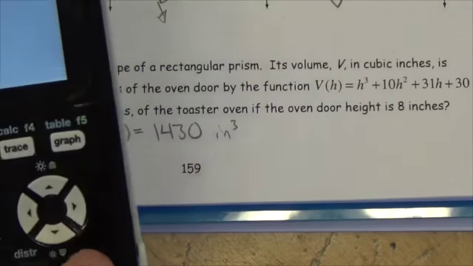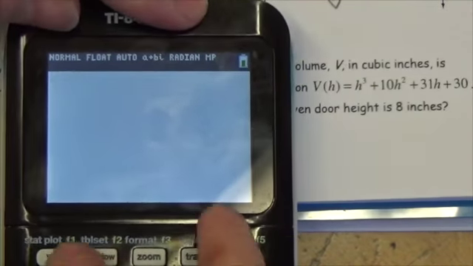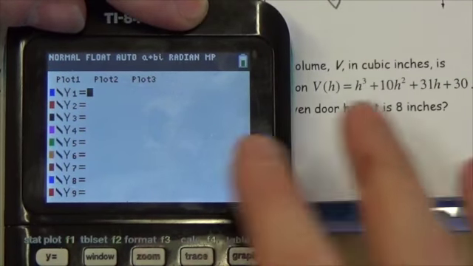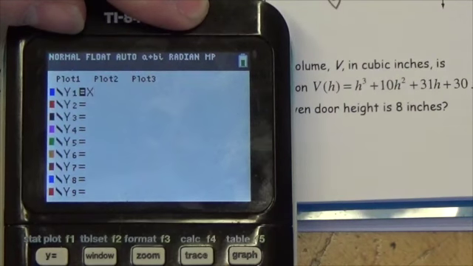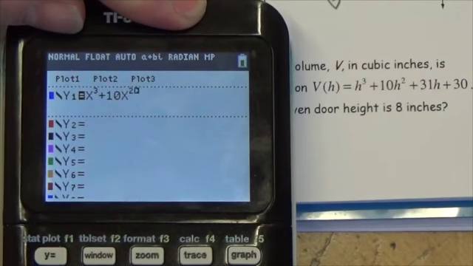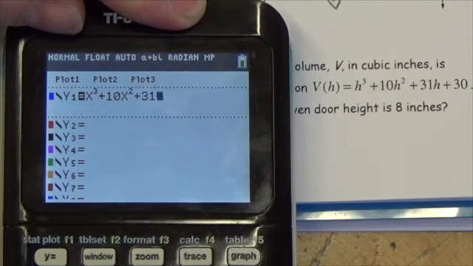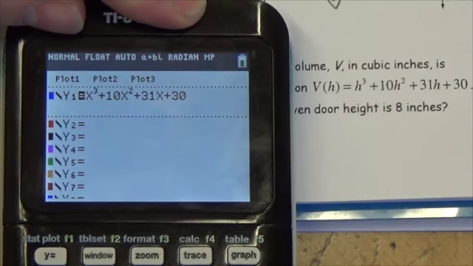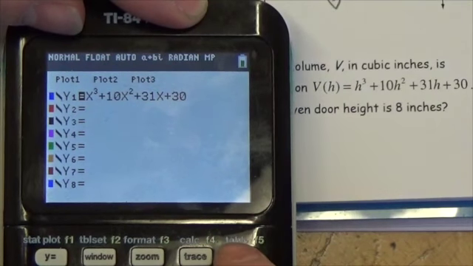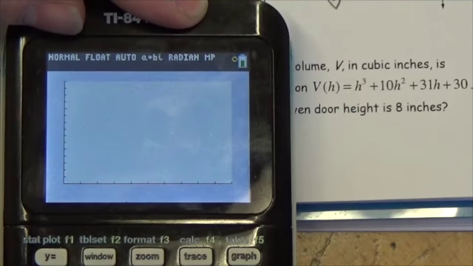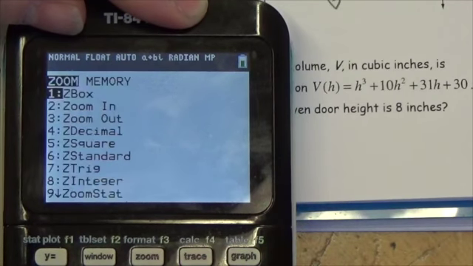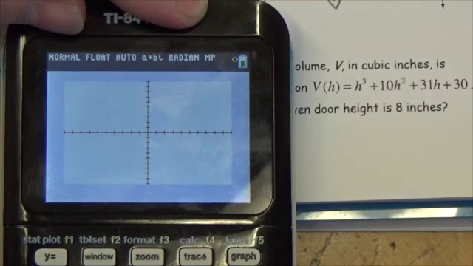Now, there is another way of doing this, and I want you to see this here. I'm going to go into y equals, and I'm going to enter this in, but I'm going to put x instead of h here. So x cubed plus 10x squared plus 31x plus 30. Enter that into my function here. Now, I could graph this. Oh, sorry, I did something with my window settings. I've got to make sure. I'm going to go back to my standard zoom settings here. So I could graph this.